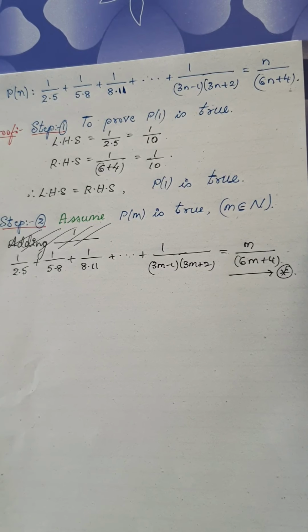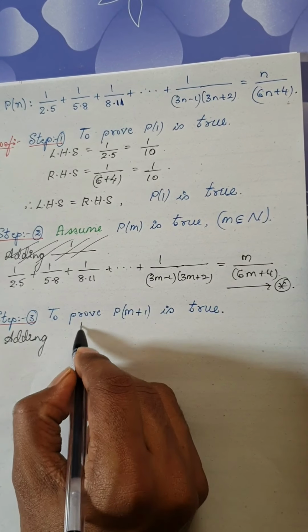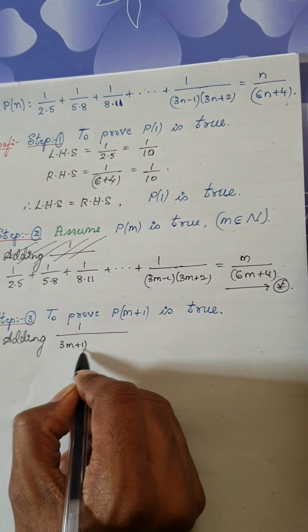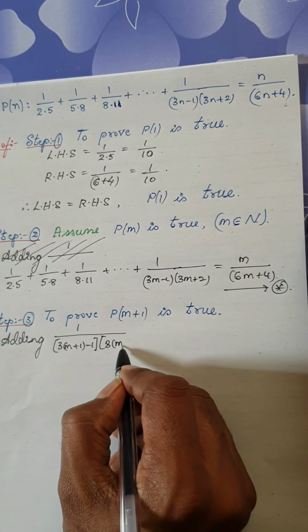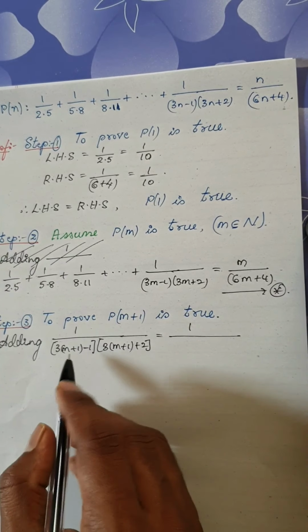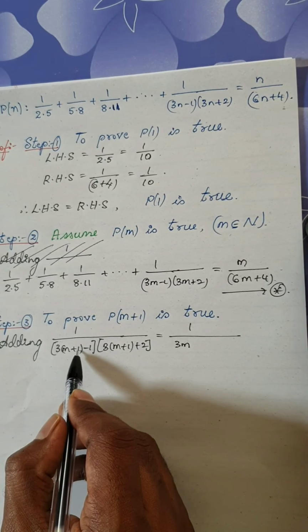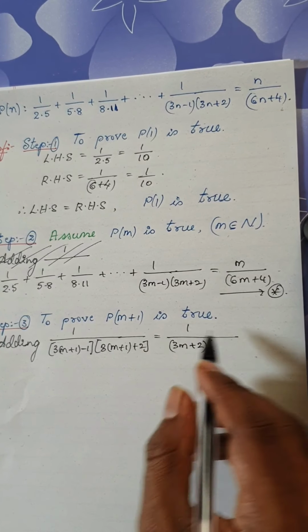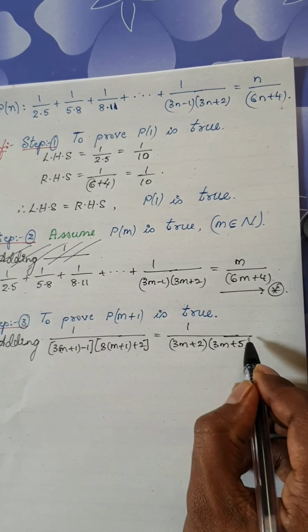Let's go on to step 3. So step 3 is to prove P of m plus 1 is true. Please be careful. Adding 1 divided by, wherever you have m, put m plus 1. So 3 into m plus 1 minus 1 into 3 into m plus 1 plus 2. So this is the term you will be adding. So 3 into m is 3m. What is 3 into 1? It is 3. 3 minus 1 is plus 2. Similarly, 3m will be as it is. 3 plus 2 will be 5. So this is the term we will add.